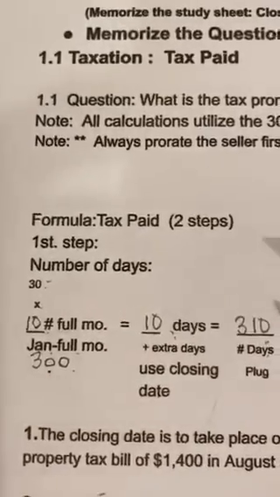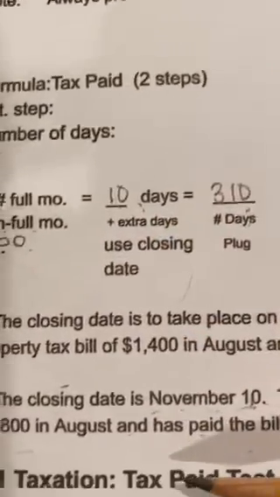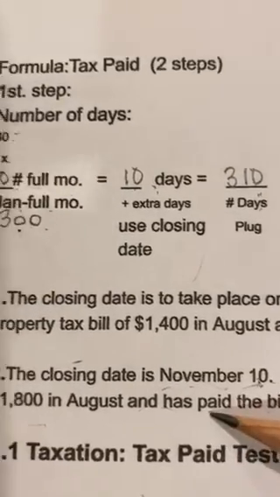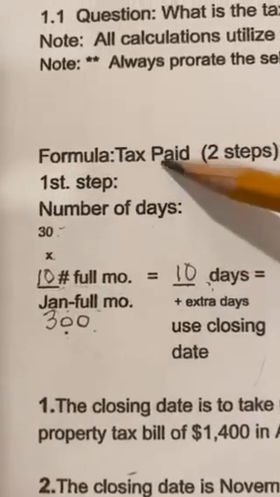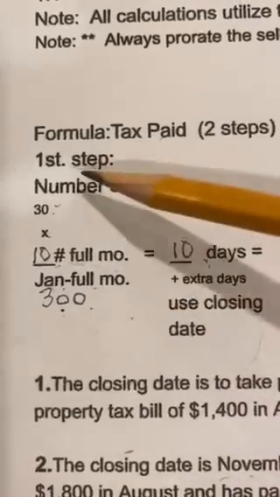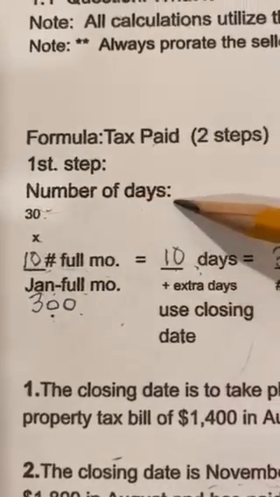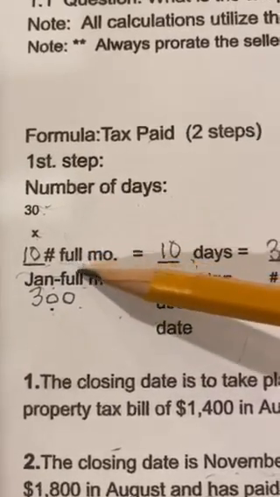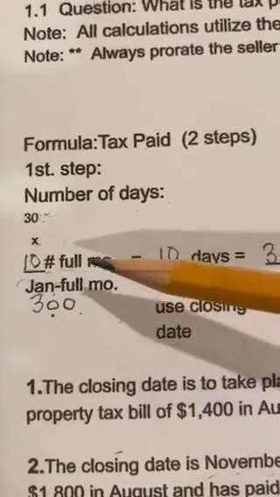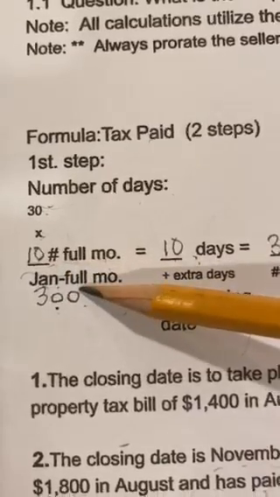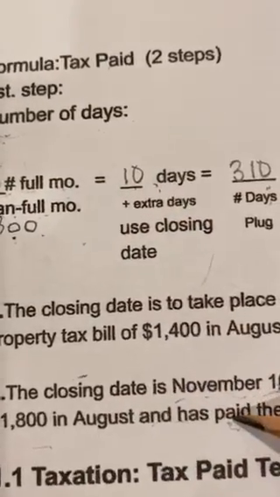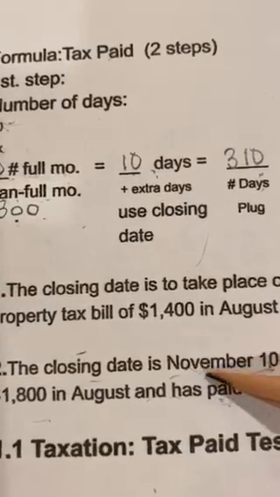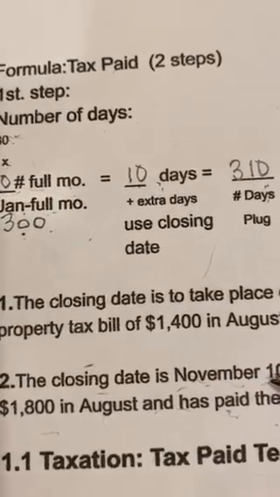You have to memorize the question, and in your question you will see "has paid the bill." There is the key. So you write down this formula on your scrap paper. First step, number of days: 30 times, there will be a blank there, equals number of full months. And from January to the full month, you read your problem. It goes to November the 10th, but you do not include November because it isn't a full month.